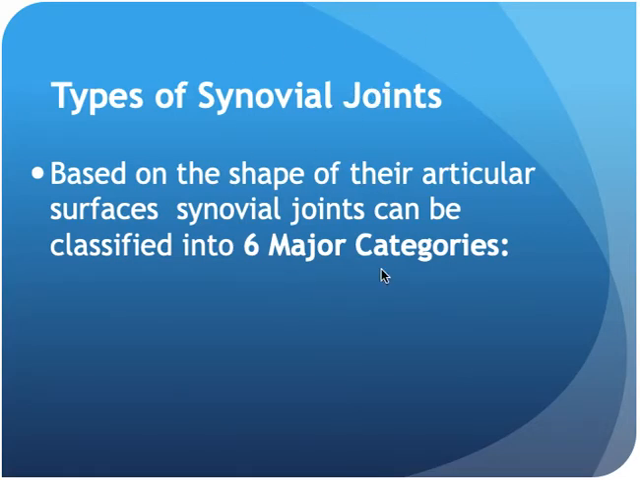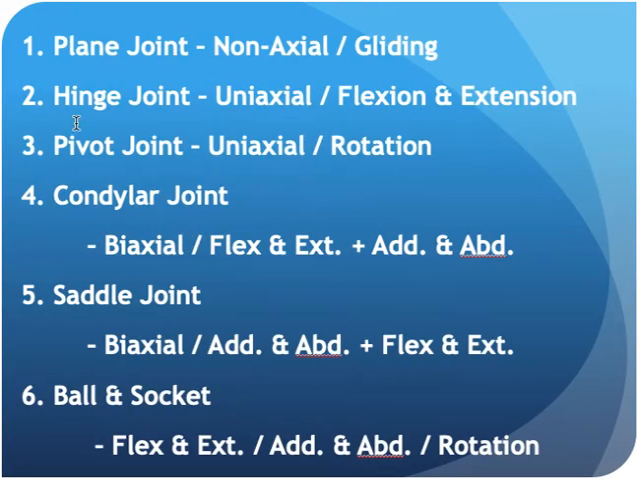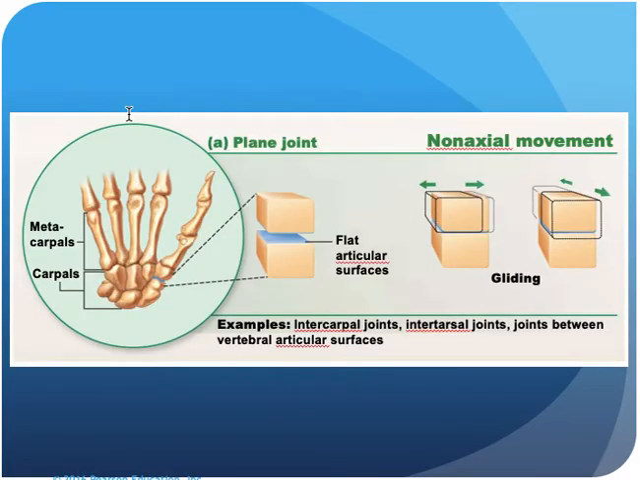Okay, so based on the shape of their articular surfaces, synovial joints can be classified into 6 categories. So plane joint, hinge joint, pivotal joint, condylar joint, saddle joint, and then our ball and socket joint. A lot of these we can think about, a hinge as like a door, and you want to think about it just like that, as it's going to move in certain directions. So here is a picture of your plane joint, and these are the ones where they're just going to glide. Okay, so no axial motion.